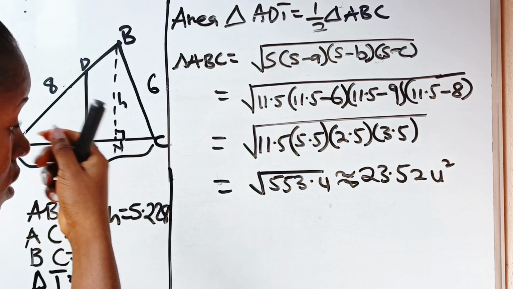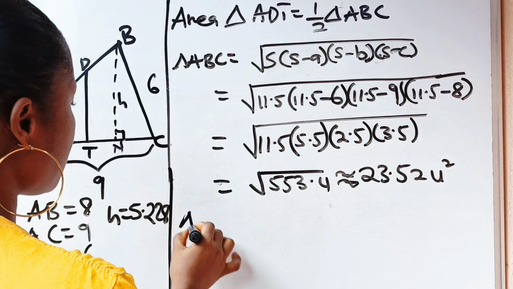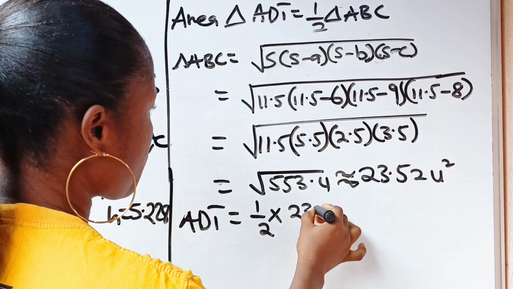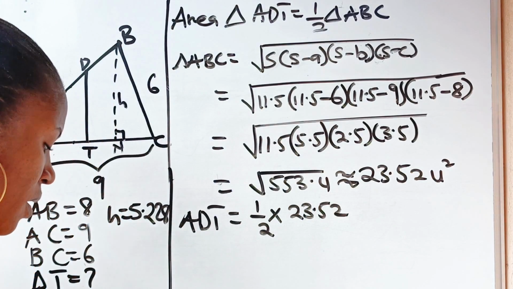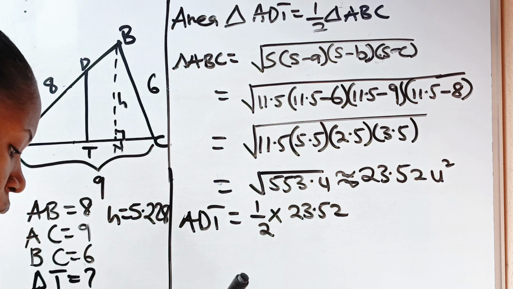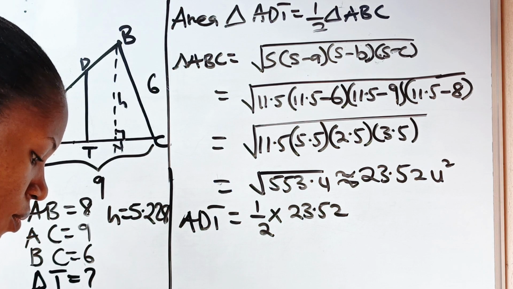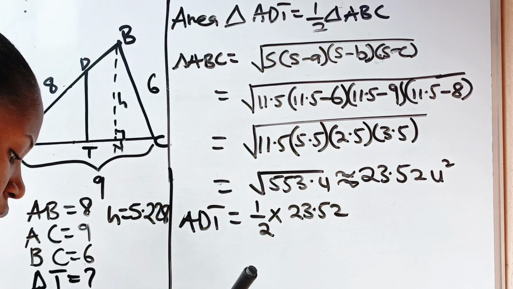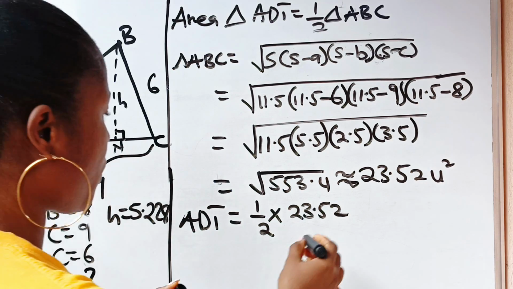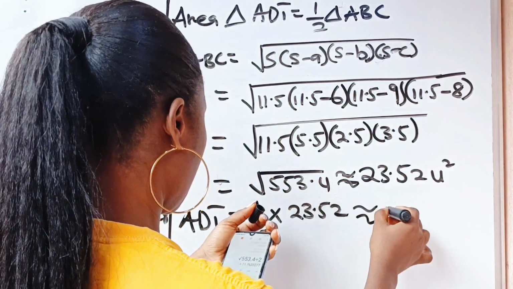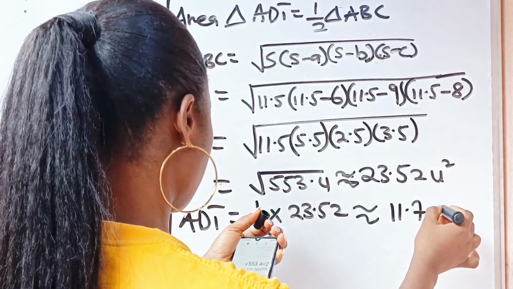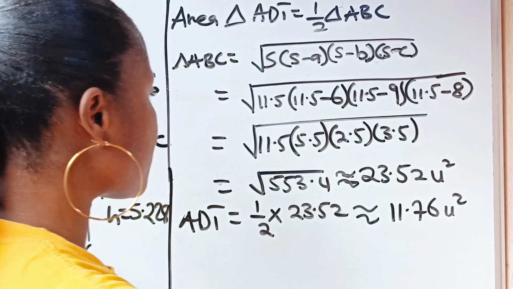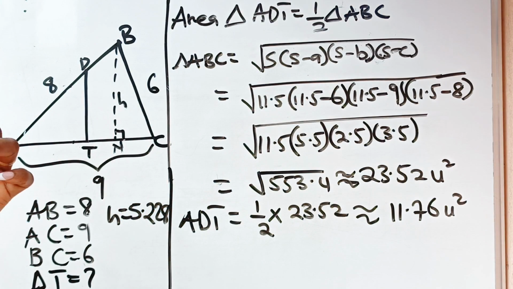All right, now remember that we are looking for the area of triangle ADT, which is half of what we just got. So it means that triangle ADT will be equal to half times 23.52. Okay, so let us divide the answer we got by 2, and we are going to have an approximate value of 11.76 units squared. So that is the area of this particular triangle.